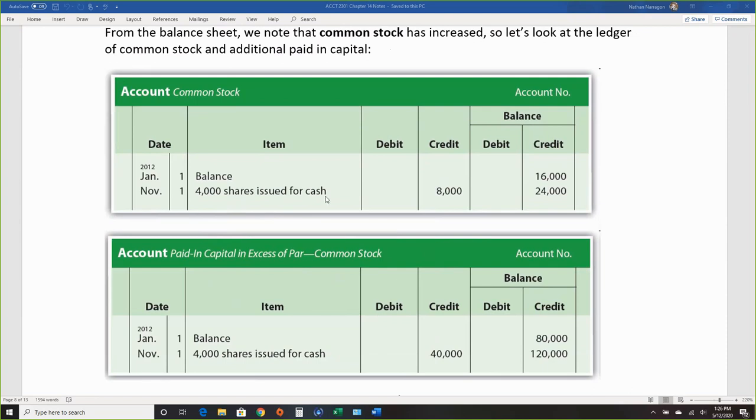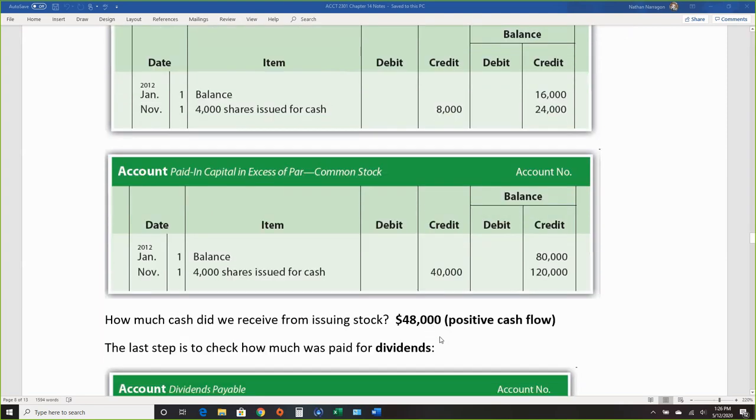So here, I received $8,000 and $40,000 paid in excess. So total, my cash, these are credits, I mean cash got debited, $48,000. So since cash came in, my cash account went up, that's a positive cash flow. So we're going to add that on our statement.